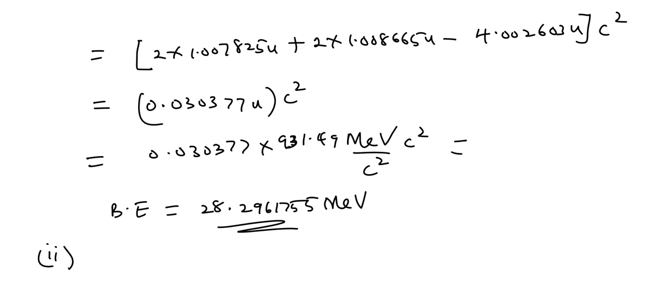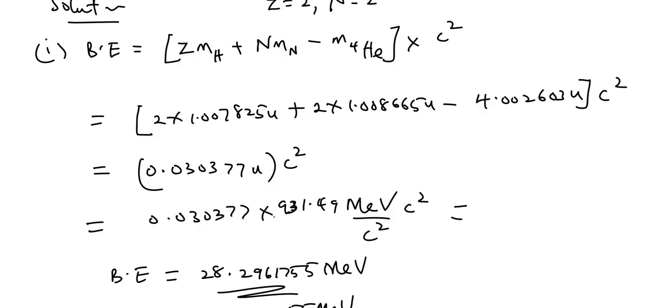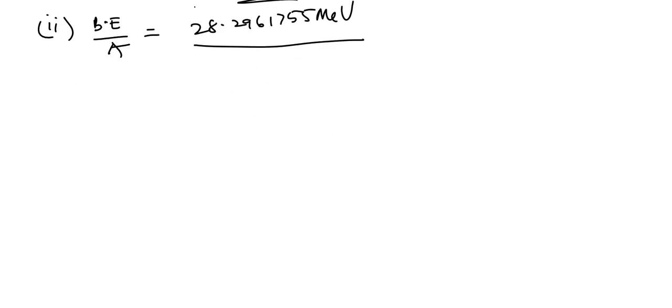Now what about the second part? The second part says that we should calculate the binding energy per nucleon. So it will be this value, 28.2961755 MeV, divided by A, which is the mass number. The mass number of the nuclide here is 4, helium-4. If you do the division, you obtain approximately 7.07 MeV per nucleon. So that is about that.